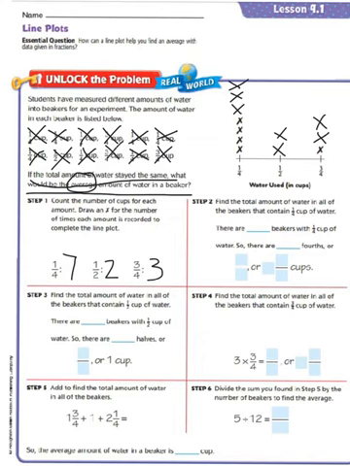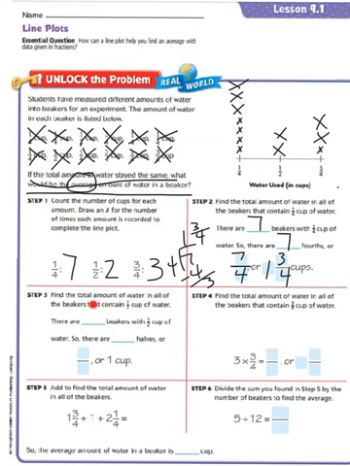Now let's look at step 2. What does step 2 tell us to do? Find the total amount of water in all of the beakers that contain 1/4 cup of water. So according to our data over here, there are blank beakers with 1/4 cup of water. So we know that there were 7 beakers with 1/4 cup of water. So there are 7/4, or if we take our 7/4 and divide it out, our fraction greater than 1, or our improper fraction, we see that 1 times 4 is 4, and 7 minus 4 is 3. Our denominator stays the same, so it's 1 3/4. So 1 3/4 cups.